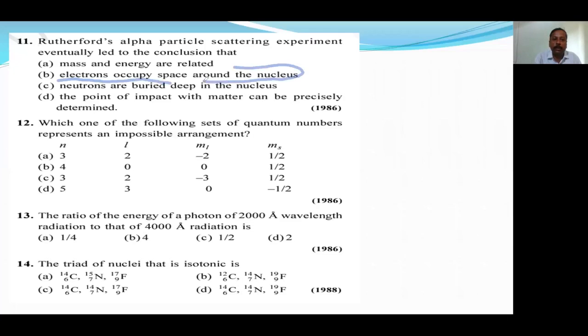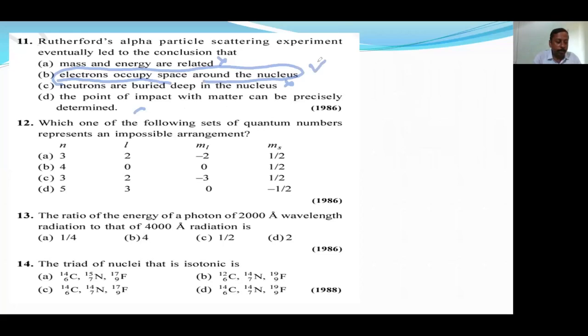Actually, total mass is related to the nucleus only. Understood? Mass and energy are related. No. Neutrons are buried, no. Deep inside the nucleus is not okay. The point of impact with matter can be precisely determined, no. The answer is that electron occupies space around the nucleus.